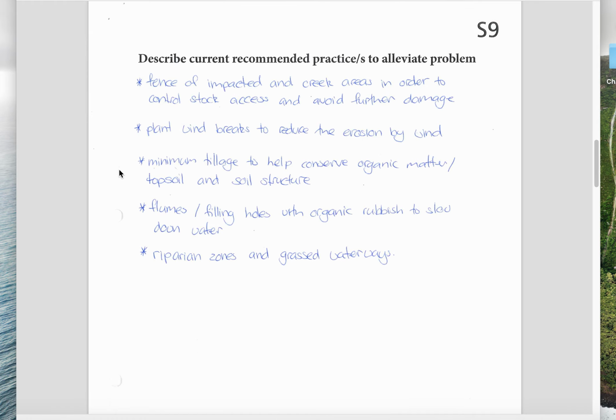The next thing is minimum tillage. So if you reduce the breakdown of soil structure by reducing the amount that you plow, this is going to help conserve organic matter and topsoil and soil structure, and that's going to reduce erosion as well.